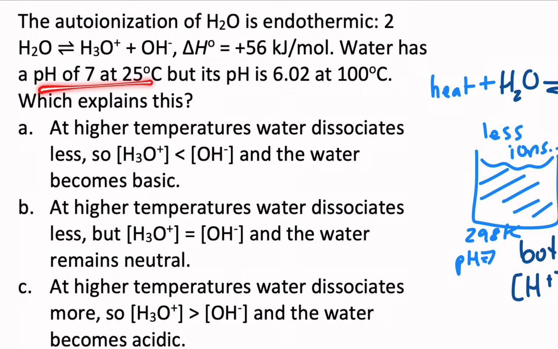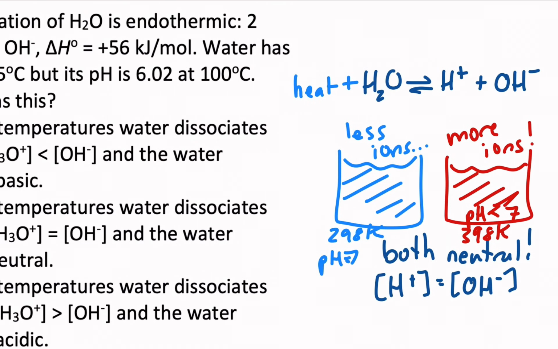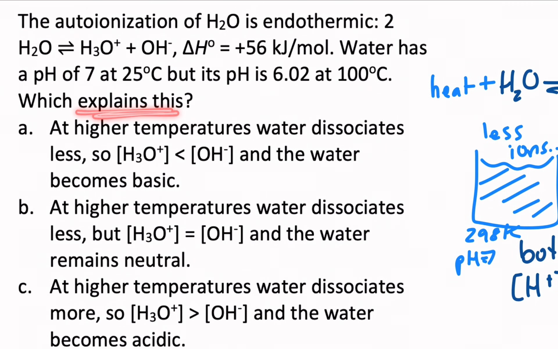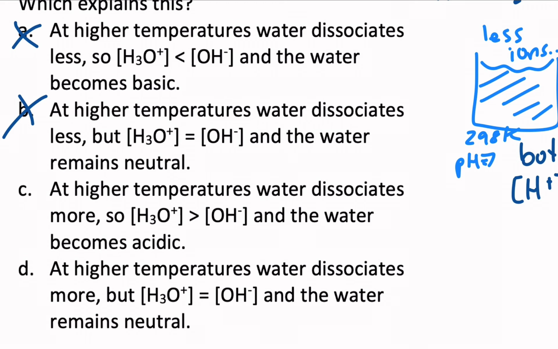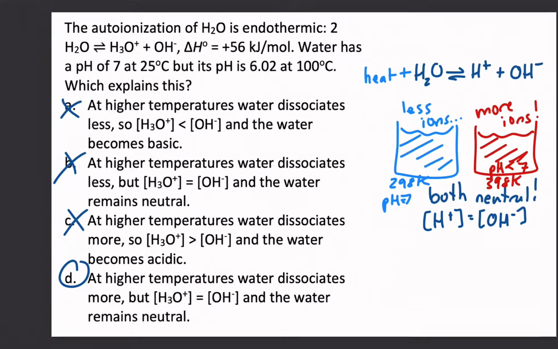So the pH, and here we go, the pH at 25 Celsius is 7, but it's much lower at 100 degrees Celsius. Look at that. That's exactly what we were just talking about, which explains this. Well, at higher temperatures, water dissociates less? No, we just talked about how that's not true. C, at higher temperatures, water dissociates more. That's a true statement, but then they say H+ is more than OH-? No, not true. They are equal to each other. So water is still neutral. We can look for that right there. Whoops, I accidentally circled C, but C is incorrect. D is correct. Water is still neutral because the concentrations are equal to each other.